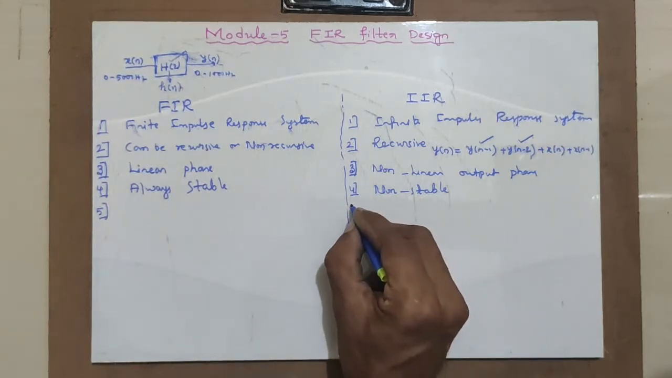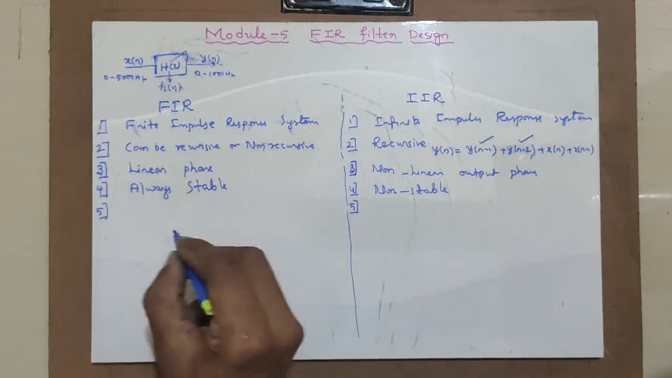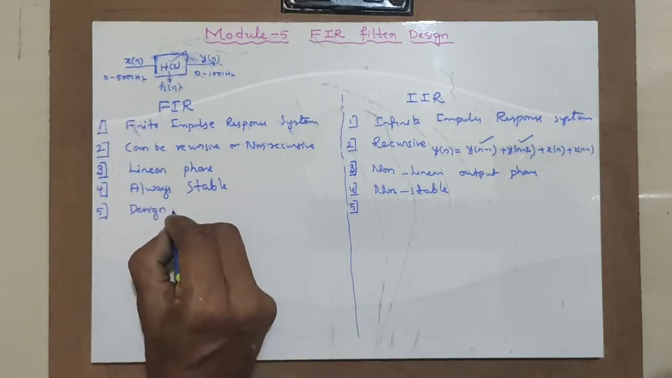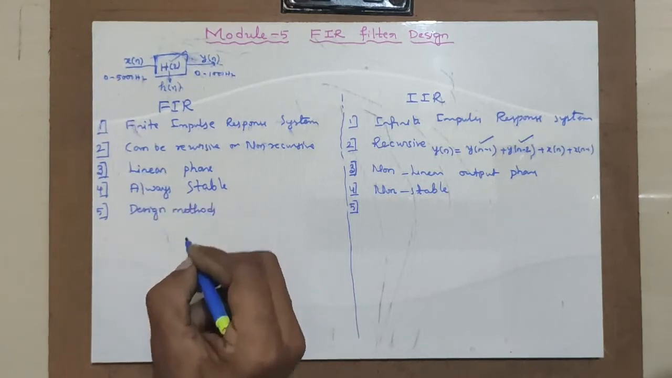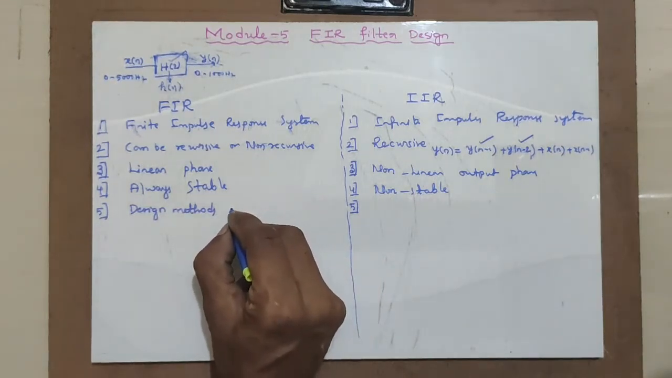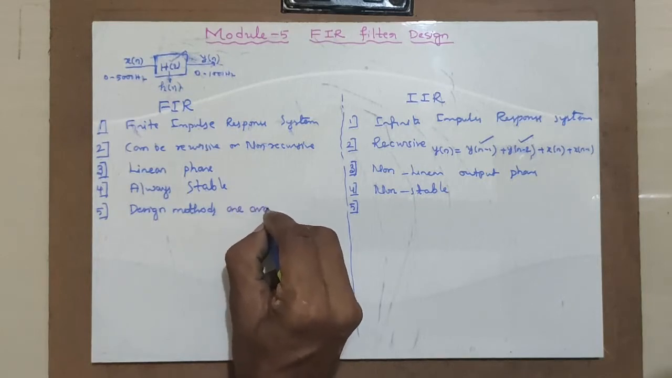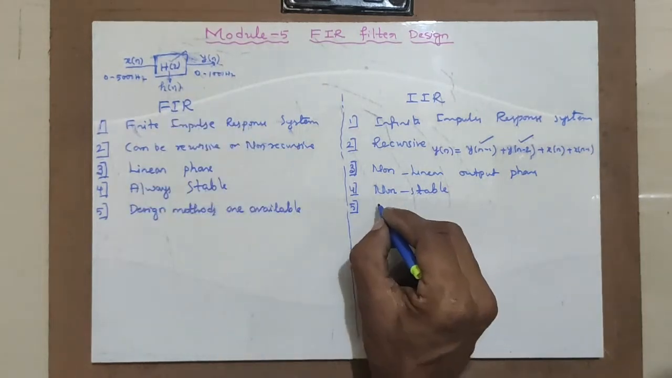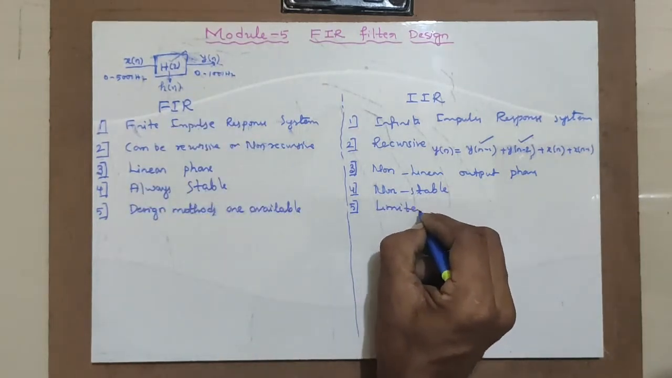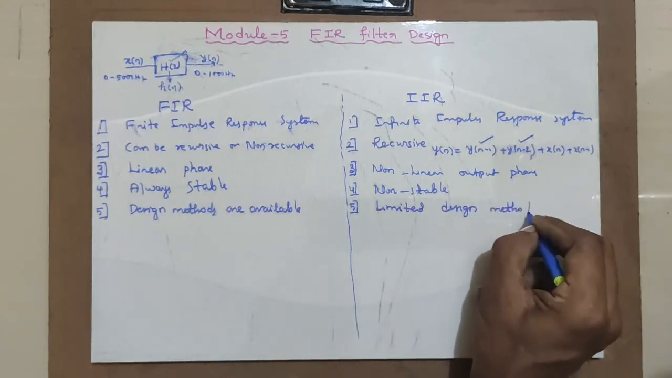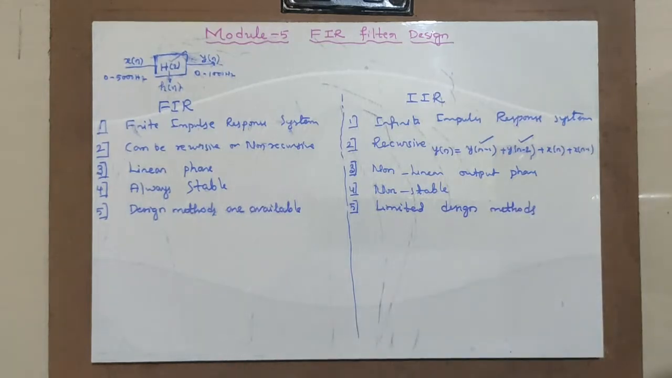Design methods in case of FIR systems are available, like windowing or frequency sampling. Many design methods are available in case of FIR. In case of IIR systems, there are limited design methods. You can't have options in IIR designing, whereas options are available in FIR designing.